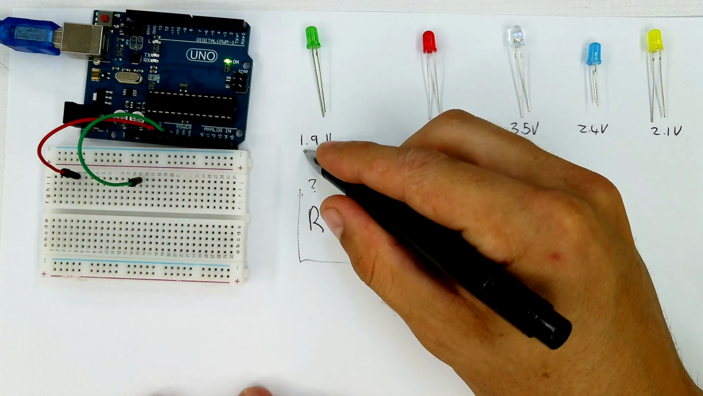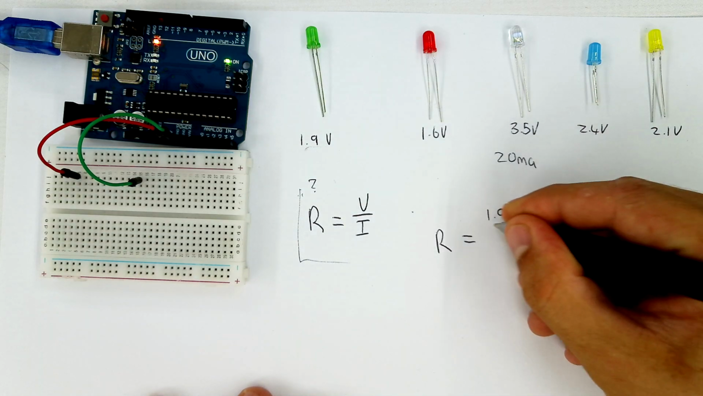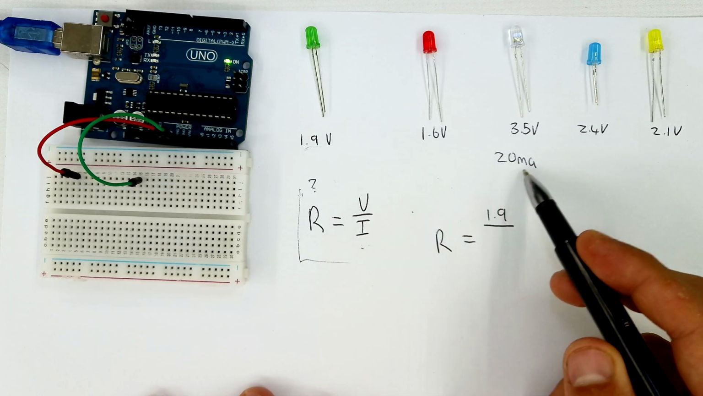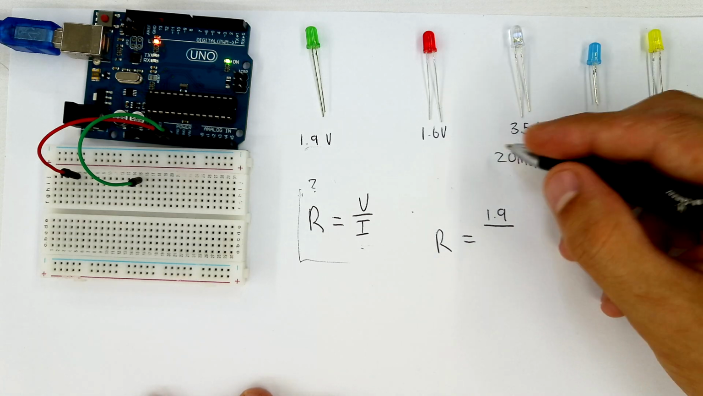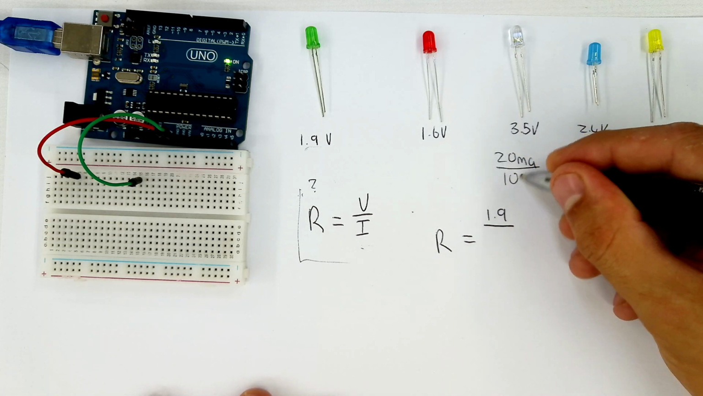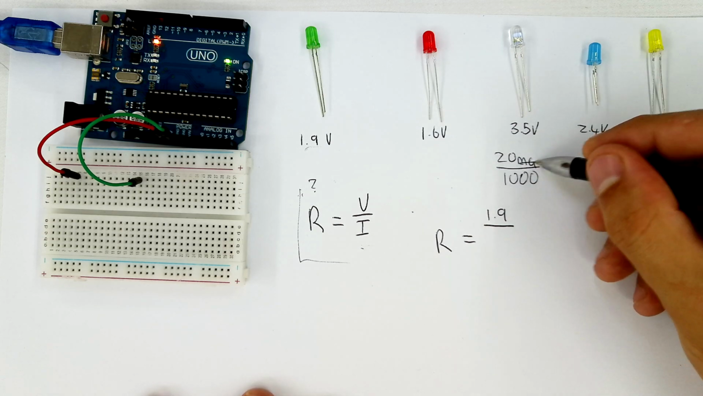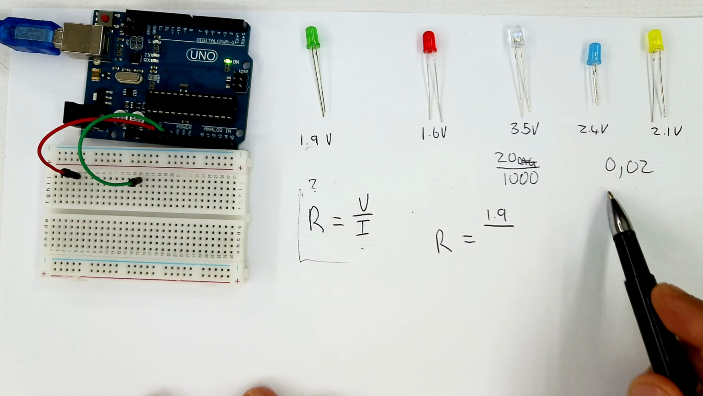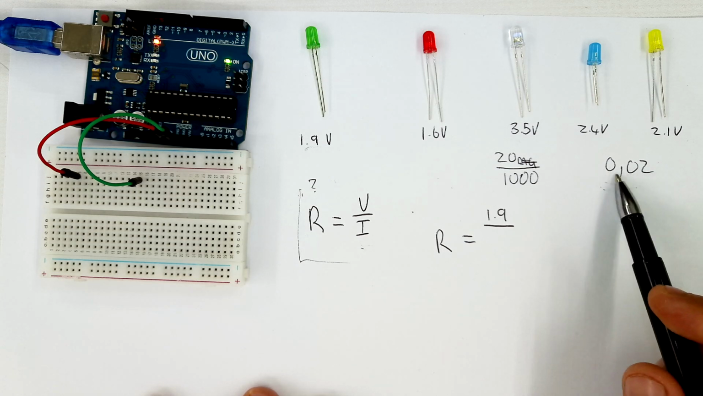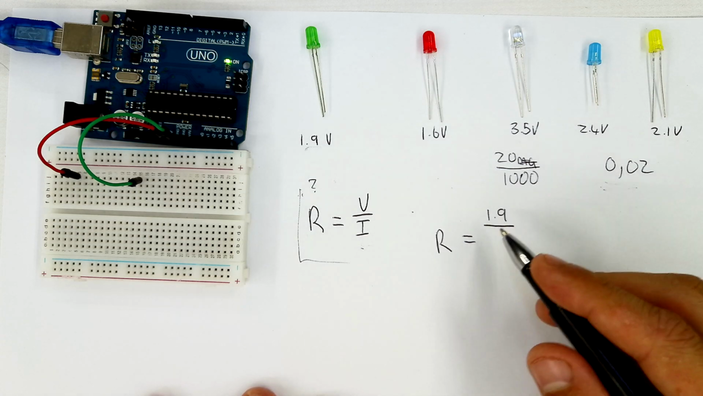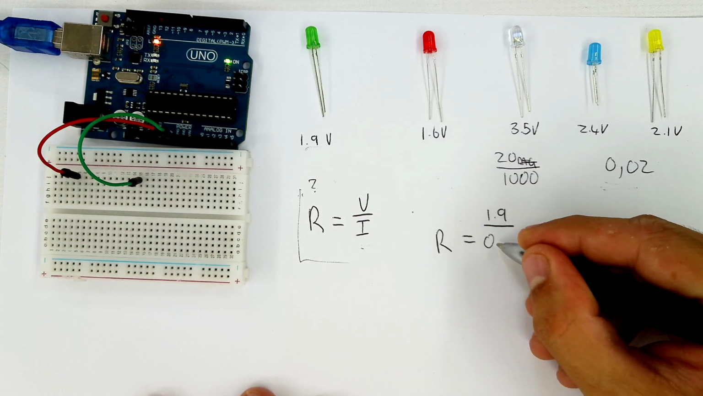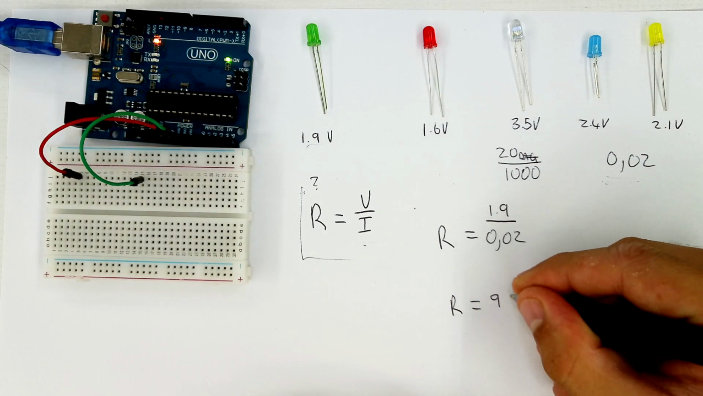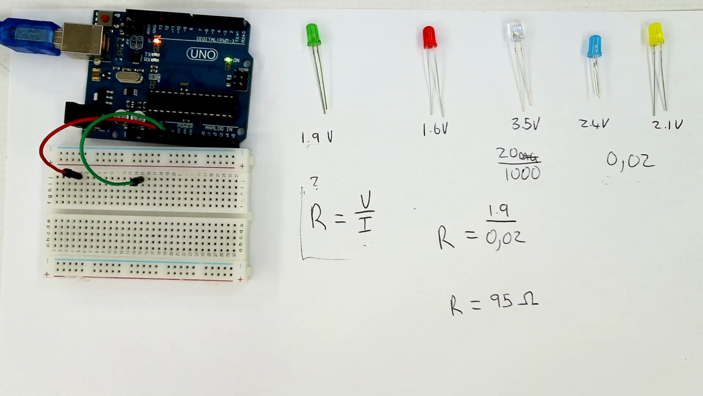R is equal to volts, which is 1.9 volts, divided by current. Now remember that this current is in amps, and we know it in milliamps. So how you do this, you divide by 1,000 to convert milliamps to amps. So 20 divided by 1,000 is 0.02. And thus we now have it converted to amps. So R is going to be equal to 1.9 divided by 0.02. As you can see here, the result is 95 ohms.